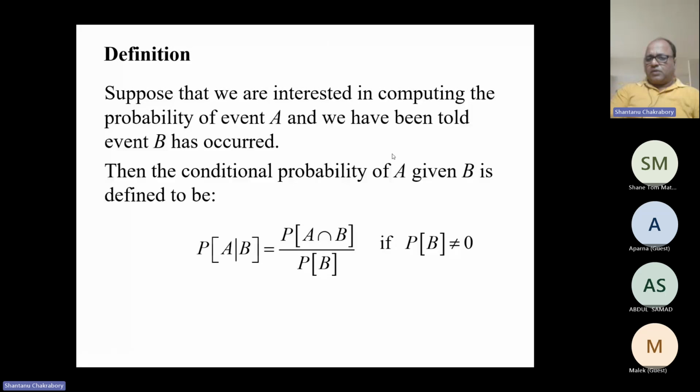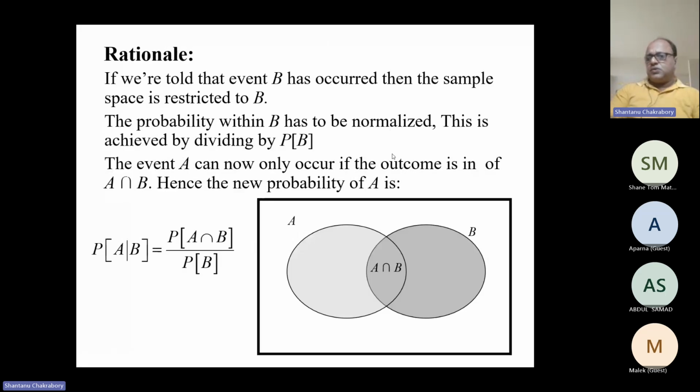Now, when we work with conditional probability, these are the rationales. The event B has occurred, then the sample space is restricted to the event B. Since the event B has already occurred, the sample space is restricted to the event B. The probability within the event B has to be normalized. That is achieved by dividing by the probability of event B. The event A can only occur if the outcome is in the intersection of events A and B. So this is very important.